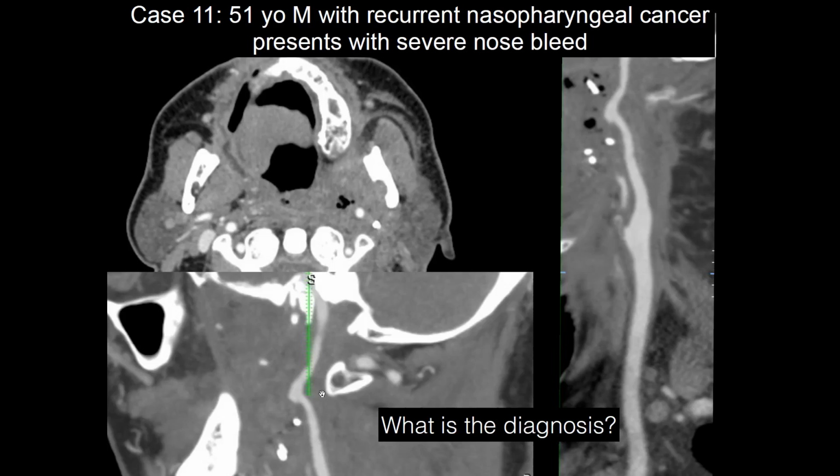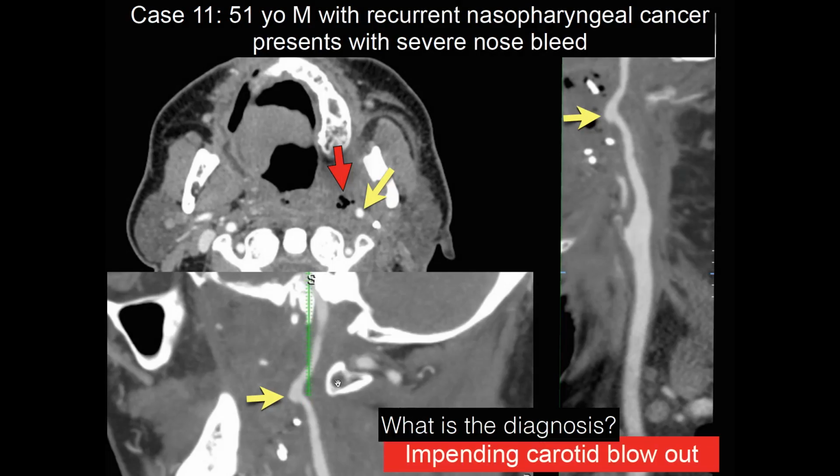Anyone? I was going to say mycotic aneurysm, but it's not an infection, right? Not an infection. It's good that you don't know about it. It means that you're not seeing this, and this is not a complication. This is an impending carotid blowout.